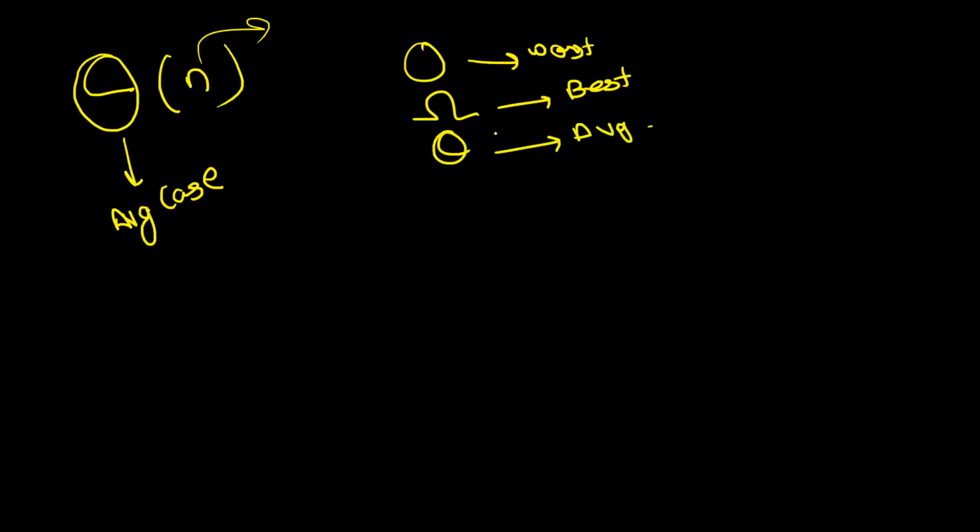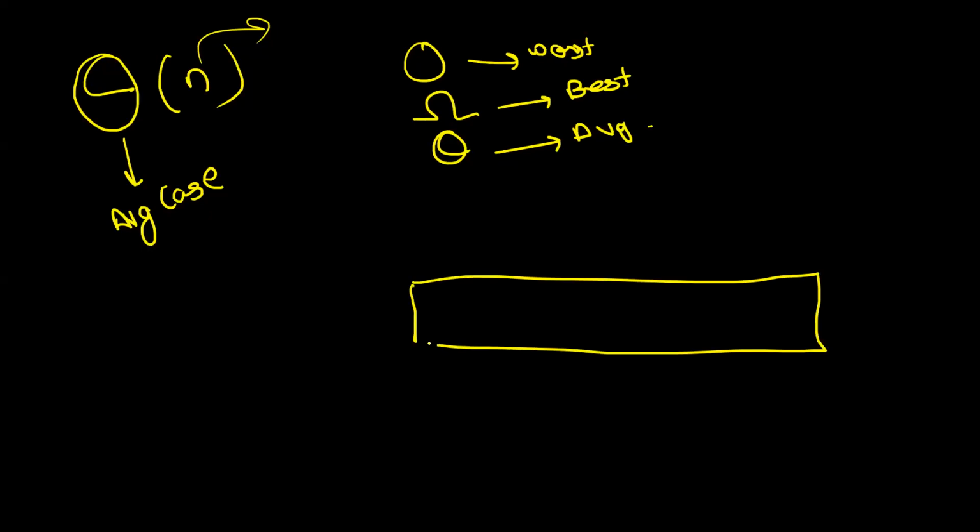Now let me take an example to help you understand this in more detail. Let us say that you have an array of size n. N is the input size. We are always talking about the time and space complexity with respect to input size.